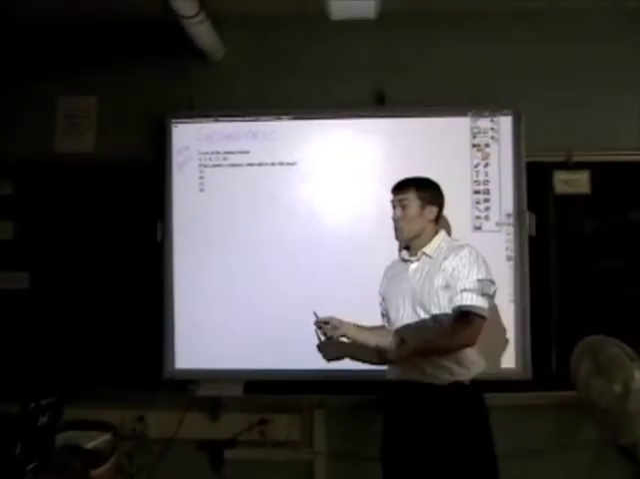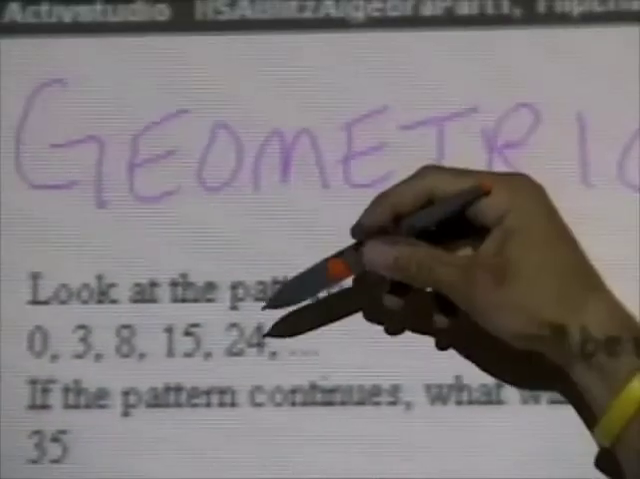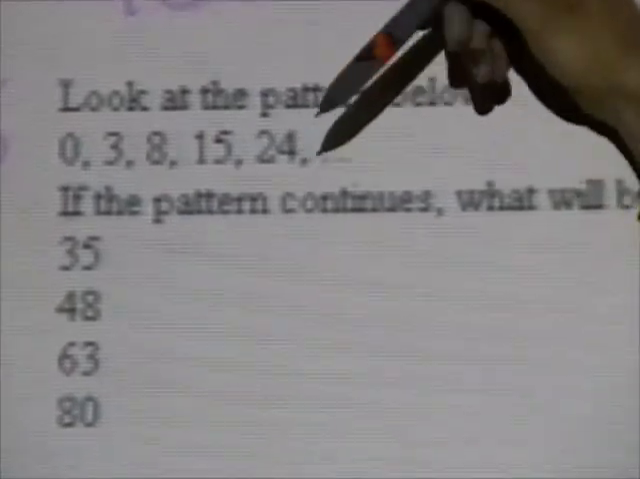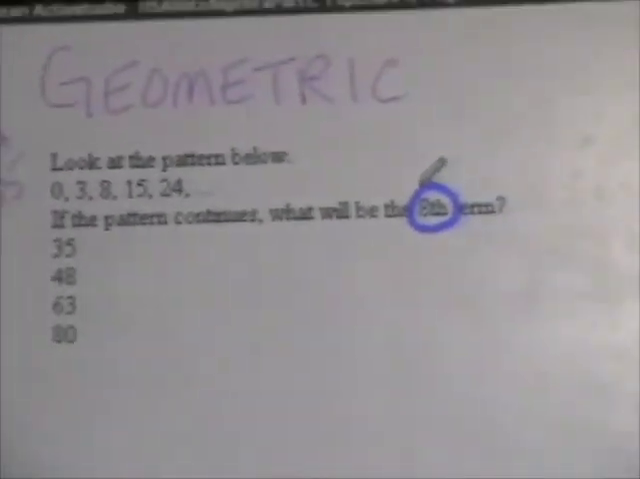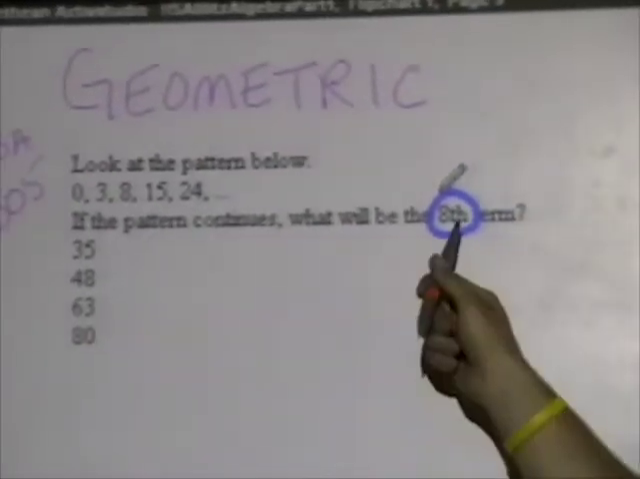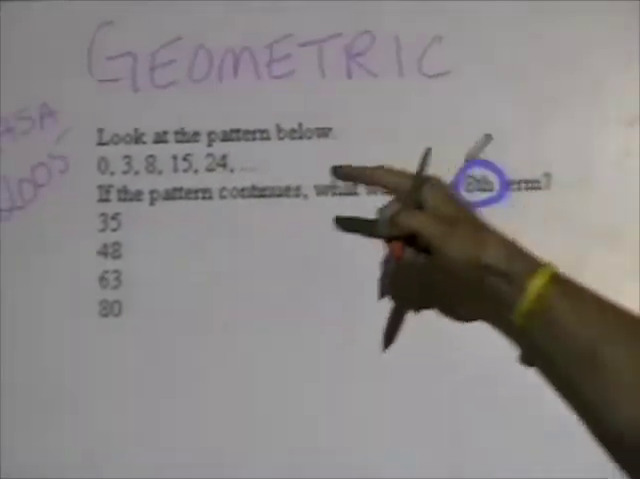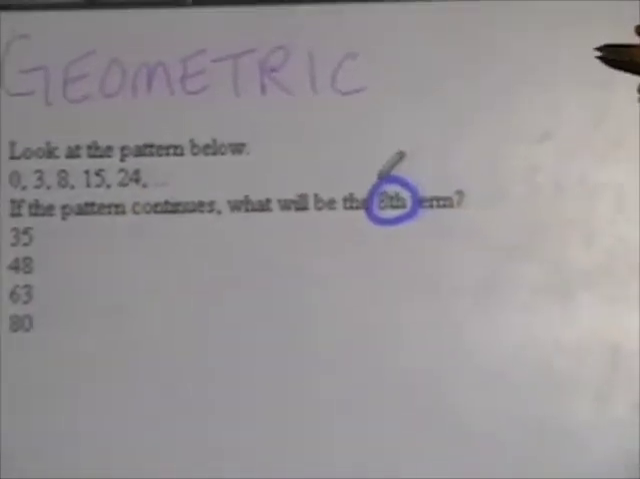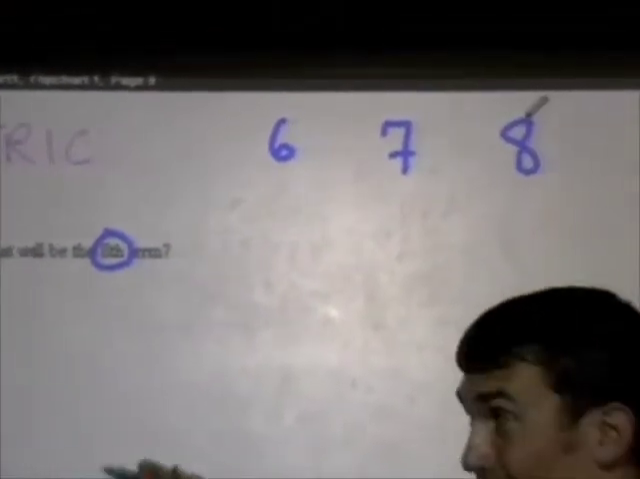Here's an example of a geometric sequence. Alright, so our geometric sequence here: 0, 3, 8, 15, 24. If the pattern continues, what will be the 8th term? Alright, that's key. A lot of people just assume it says next. Make sure you know what term you're finding. Alright, so we see 5 terms. 1, 2, 3, 4, 5. We need to get to the 8th term. So we'll try to find the 6th and the 7th and the 8th so that we can get there.